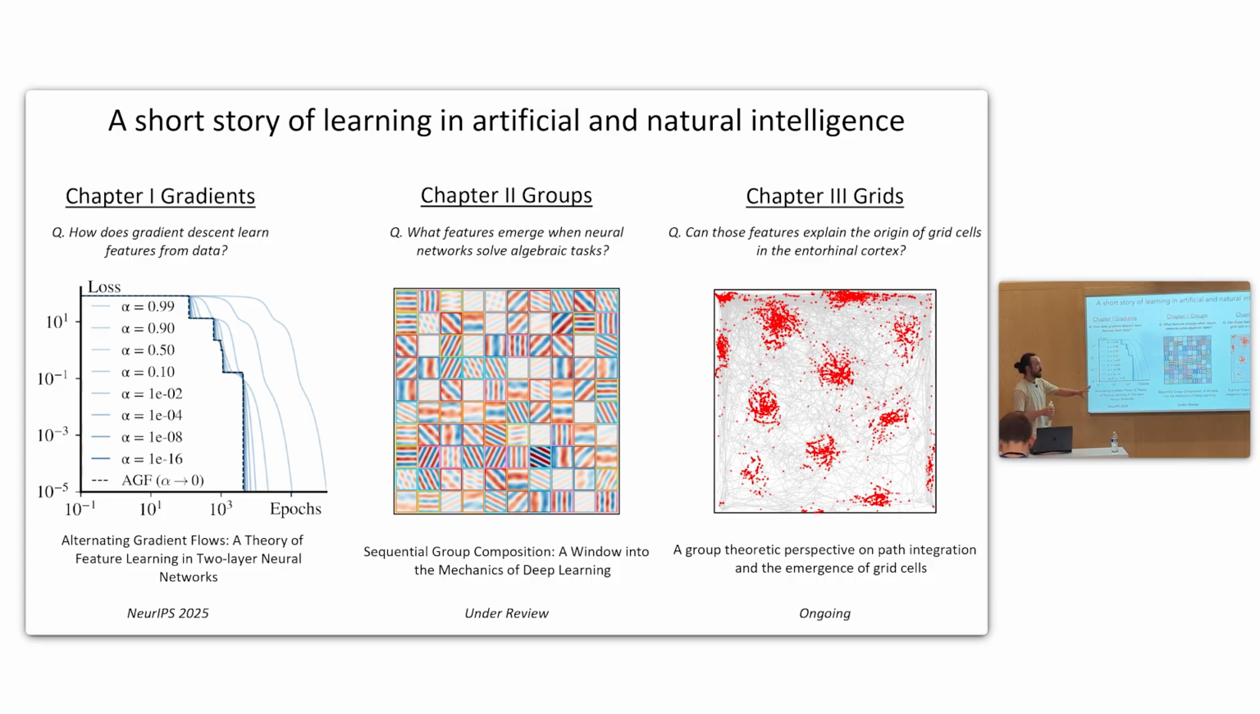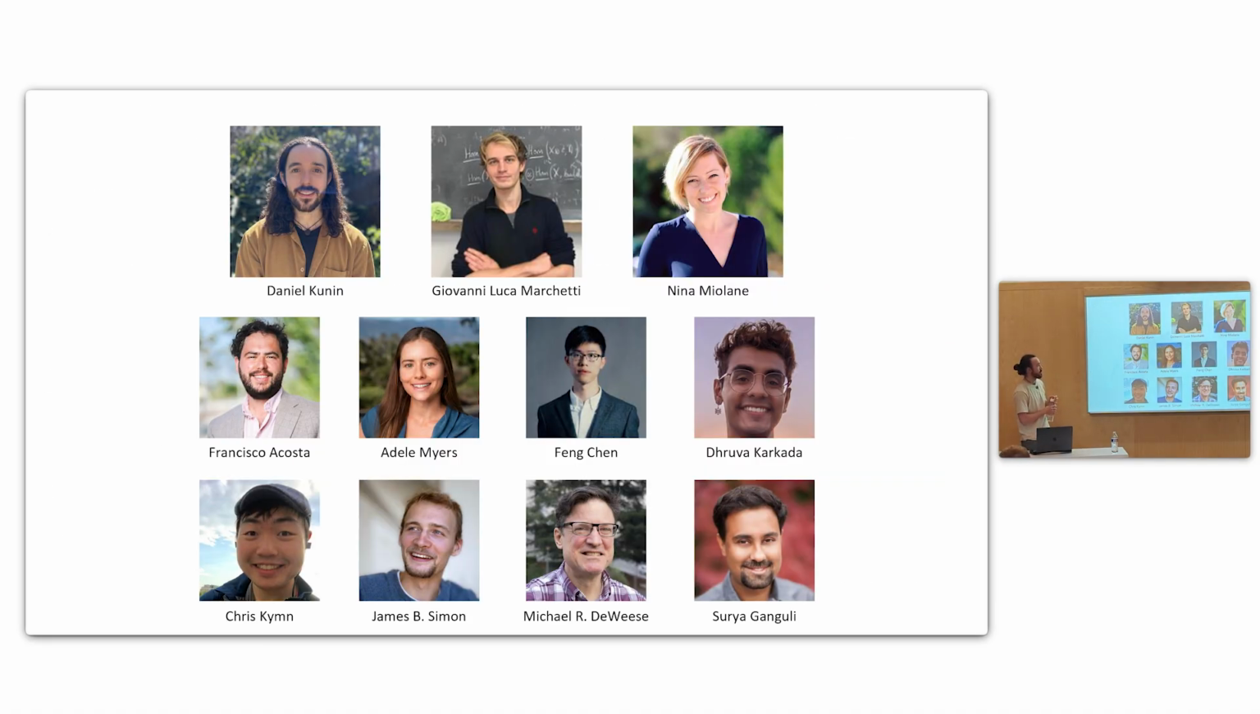These are based on 3 different works. The first work was published at NeurIPS last year. The middle work is under review, and the last work is really preliminary results. This is work done with a lot of authors. Some of the authors are in this room, maybe one, Jamie. But really the other 2 who have been leading through this whole last year have been Giovanni Luca Marchetti and Nina Miolane.